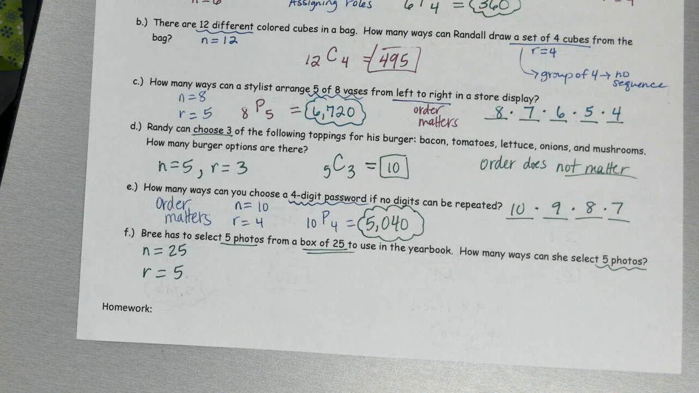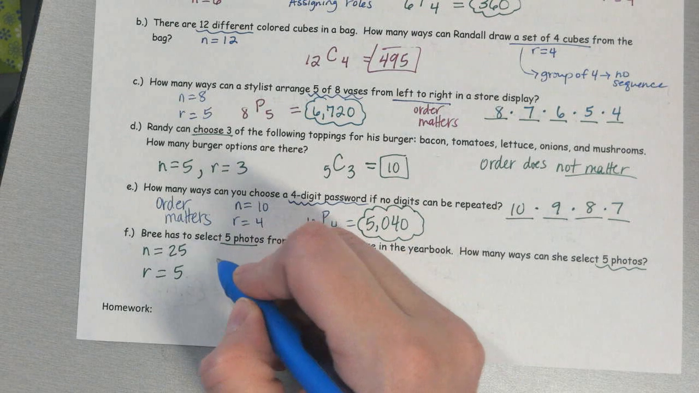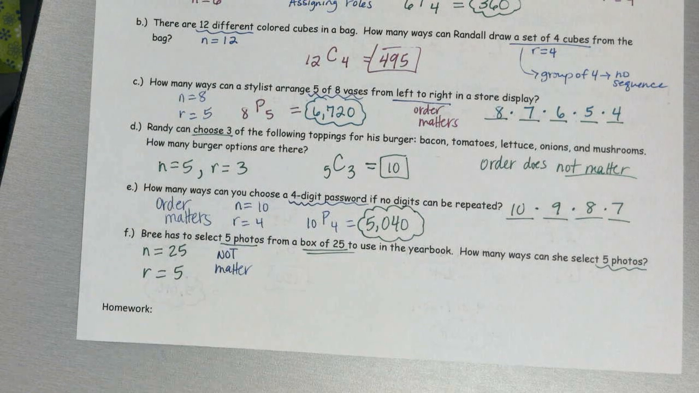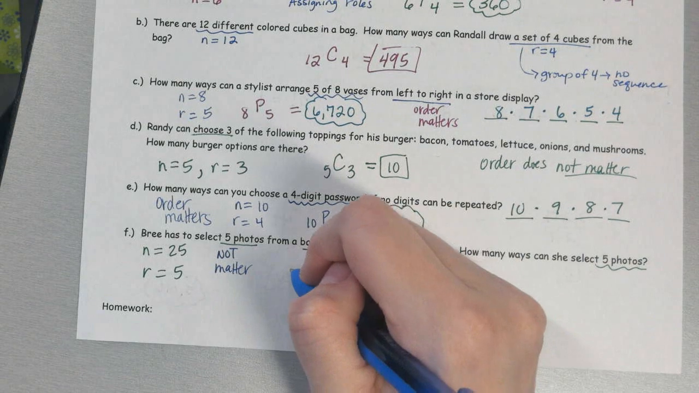So for this one, it just says she's picking 5 from the box. It doesn't say anything about the layout of the photos, so the order is not going to matter. If it said how many ways can she arrange the photos, from left to right, from top to bottom, then it would matter. If you're just choosing 5 out of the bunch, then it's not going to matter.